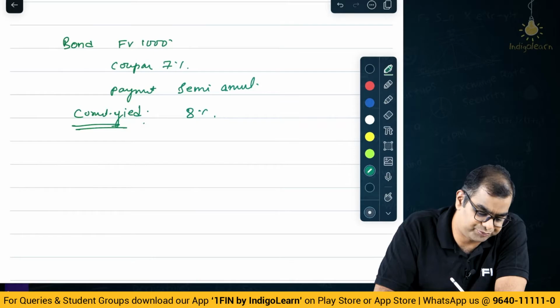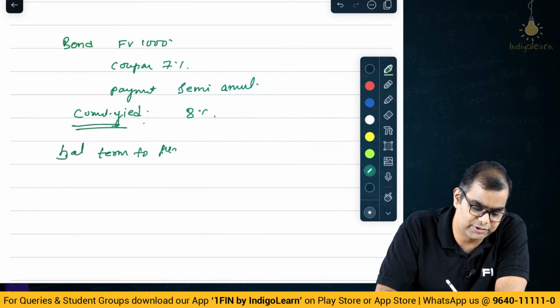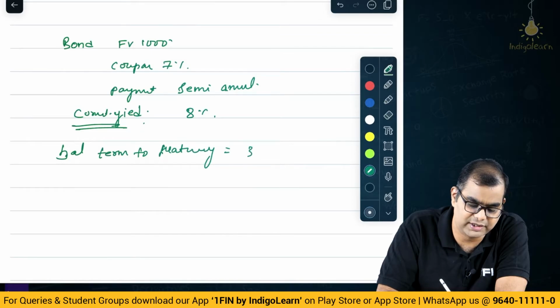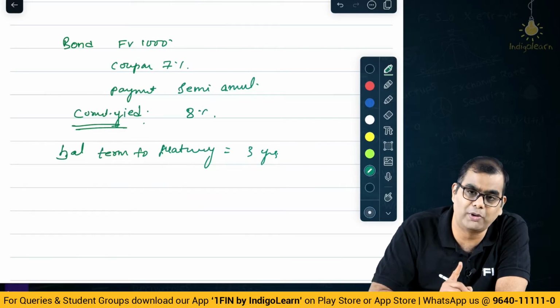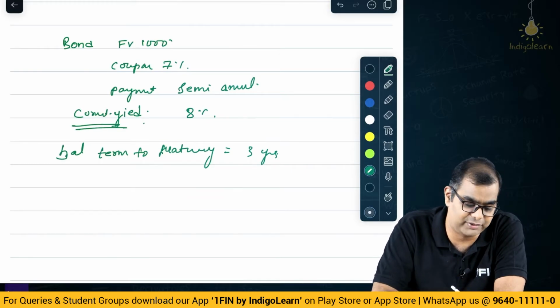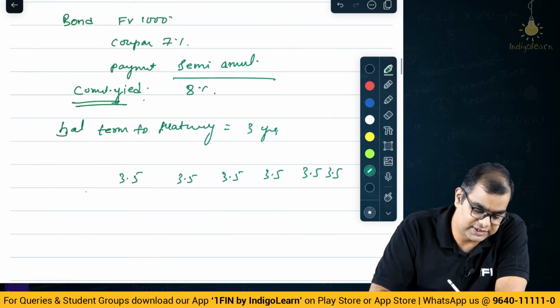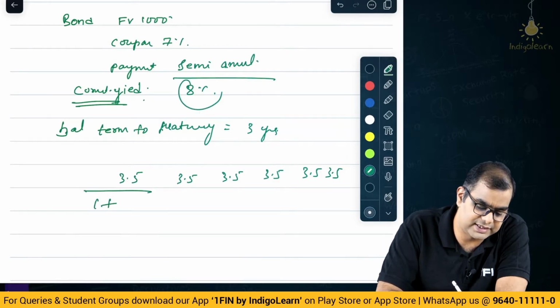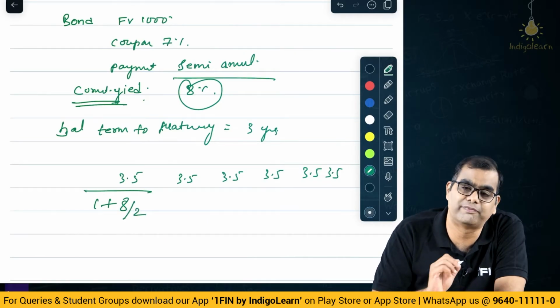Let us say the term to maturity, or balance term to maturity, is exactly 3 years. The first coupon is received at the half year, because it is a semi-annual coupon. So you receive 3.5, then another 3.5, then 3.5, then 3.5, like that for 6 periods. This 3.5 you do not divide by the yield, say 8%. You divide it by 8 by 2, because of the number of periods.